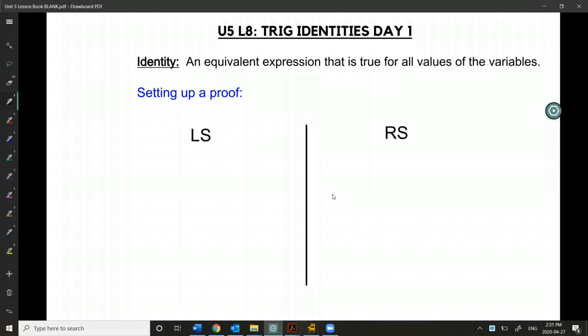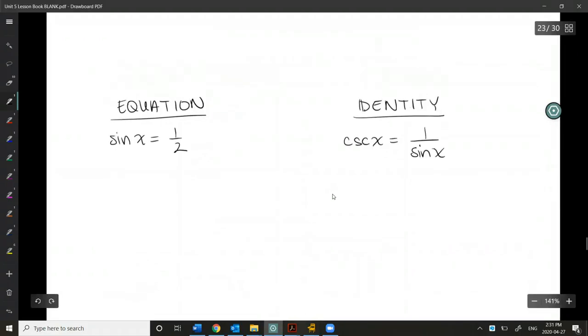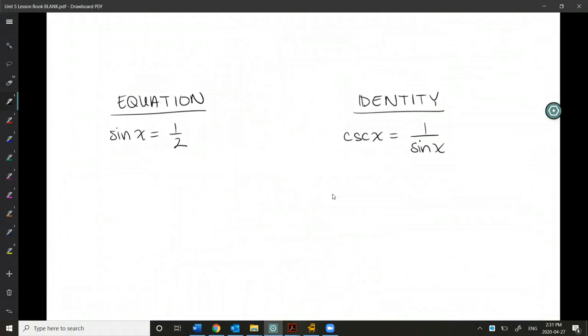And an identity is basically an equivalent expression that is true for all values of the variables in that expression. So I'm going to take you through a little example that shows us the difference between an equation and an identity. Here's a really great example. On the left, we have an equation, and the difference between this equation and what I have over on the right, which is an identity, is that the equation on the left is actually only true for some values of x.